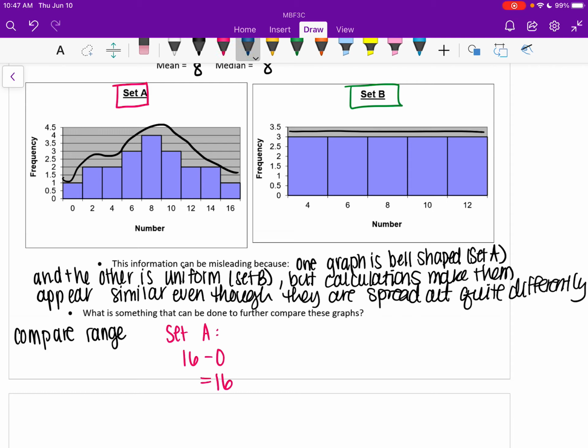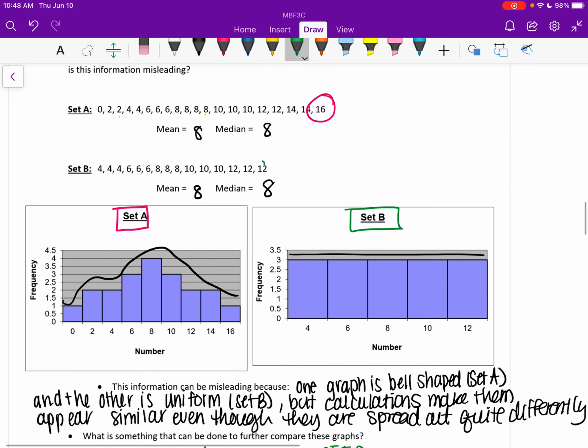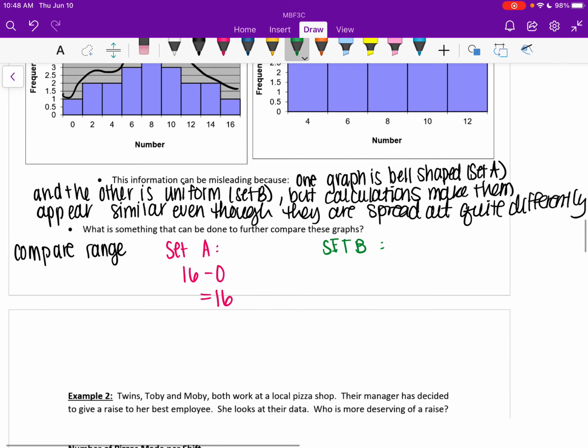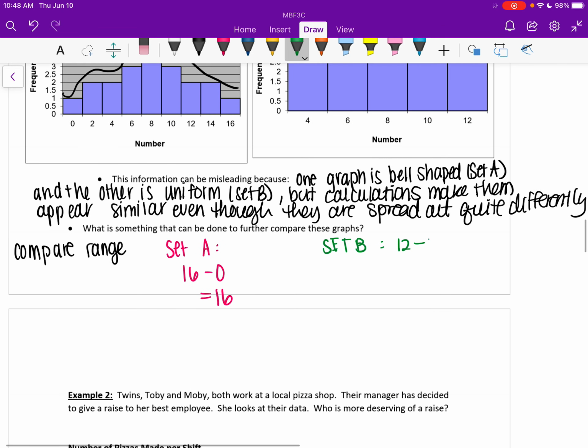On the other hand, for set B, the highest number I have here is, I believe, 12, and the lowest I have is 4. 12 minus 4 equals 8. And so the range on set B is 8.